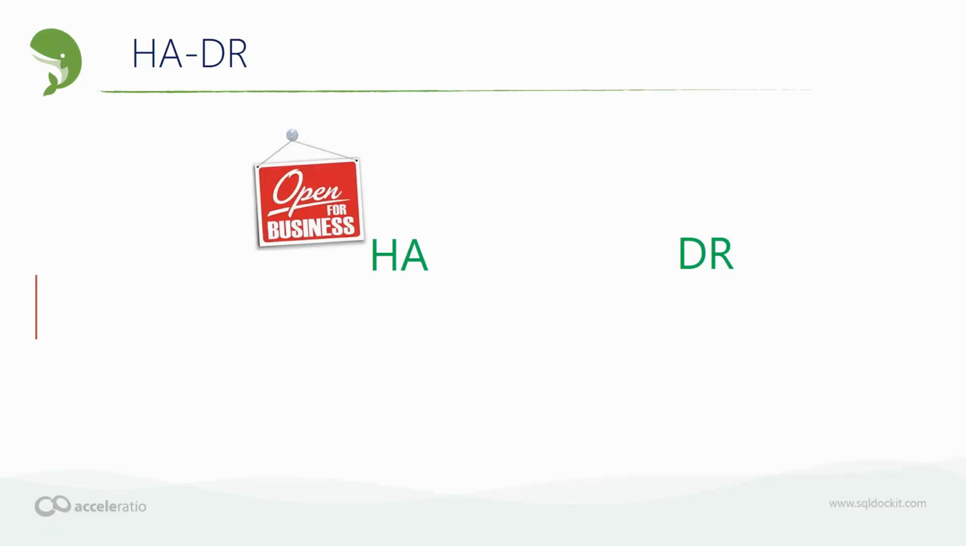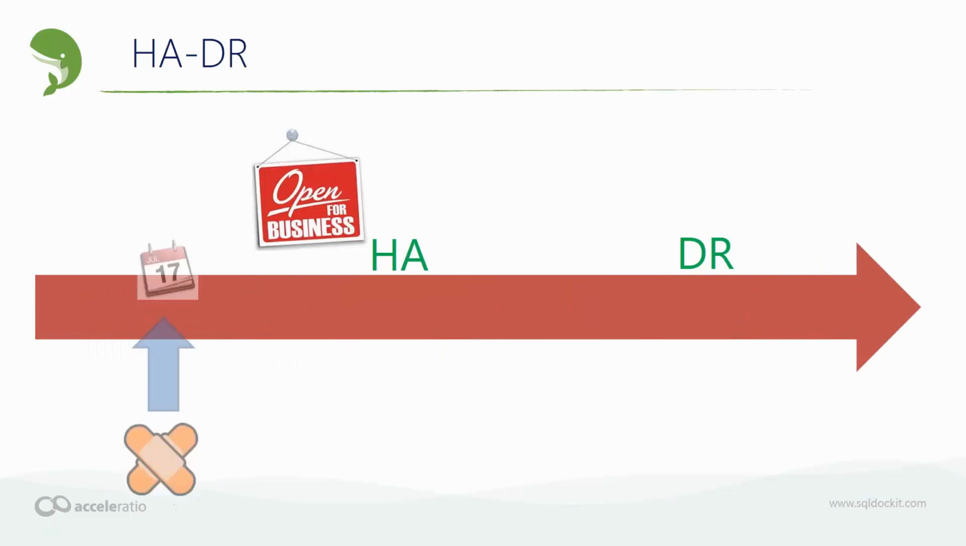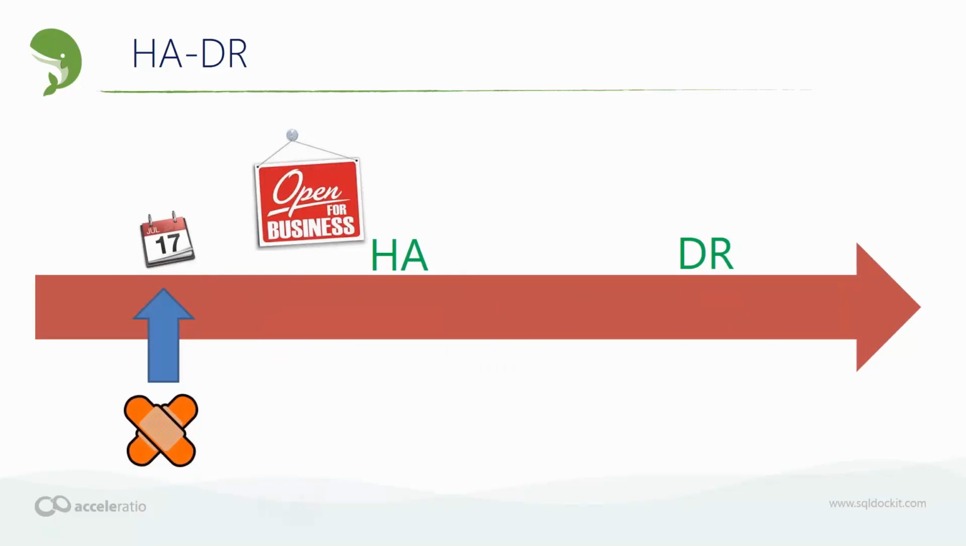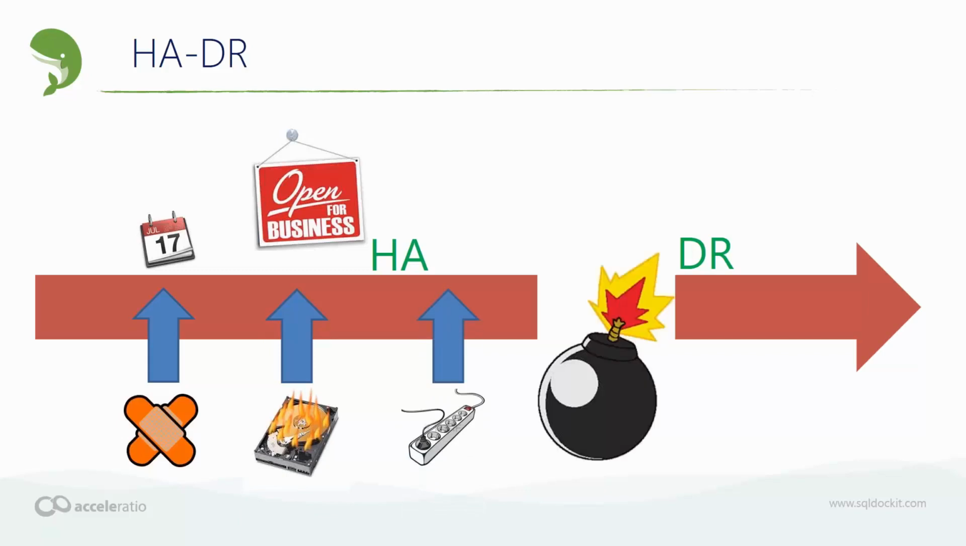So this slide illustrates the difference between HA, high availability, and DR, disaster recovery. So in time, you may experience different issues. For example, you need to patch your SharePoint farm or your SQL server. That's HA. You might lose a hard drive. That's HA. You might lose your power supply. That's HA. And for instance, a bomb hits the building, or the building gets flooded, or something else. Your business can close, so you need to recover. And that's a typical DR situation. Even data corruption can lead to a DR situation.